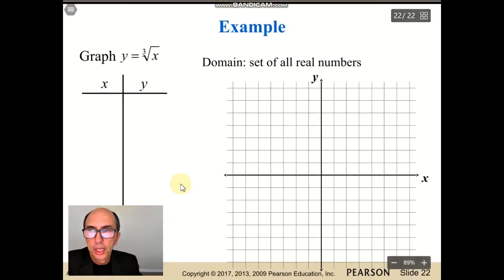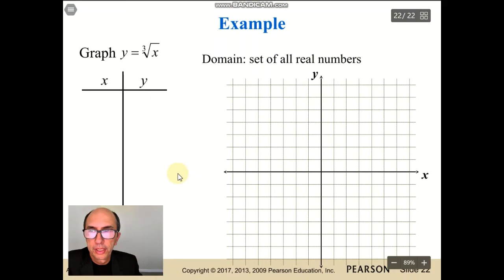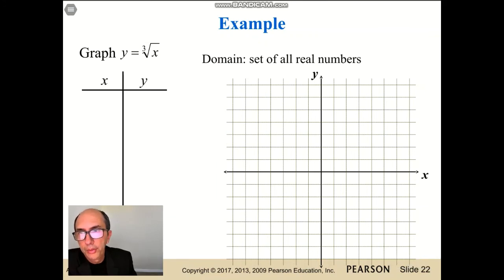Now let's work here the graph of the cube root. Okay, and let's find here some numbers, and actually here we can work with negatives. Let's work with negatives. Negative 8. The cube root of negative 8 is negative 2. And negative 1.